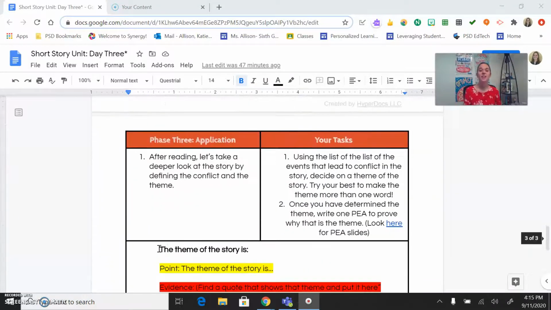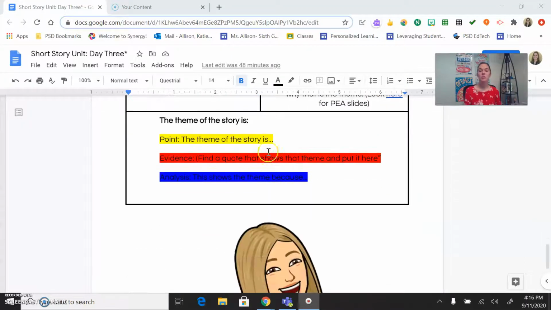And then finally, our last one is application. So after reading, we're going to take a deeper look at The Gift of the Magi. So we had some events up here that we talked about, and you're going to use those events to write another PEA. And I've already started it for you. We are thinking about themes specifically. So based on those events, what lesson can we learn, or what lessons did our characters learn? And you're going to try your best at PEA. So again, I have it started for you with sentence stems.